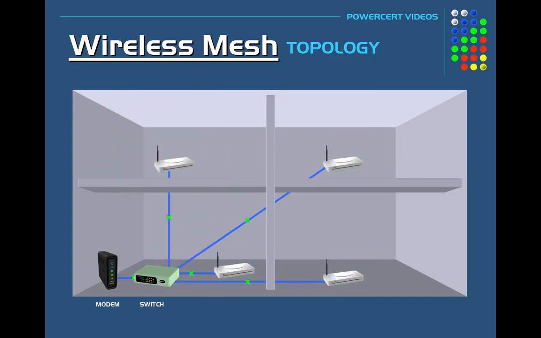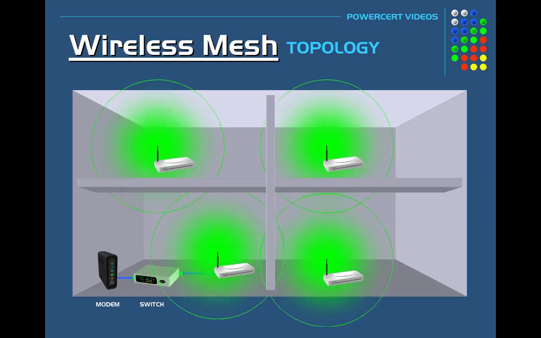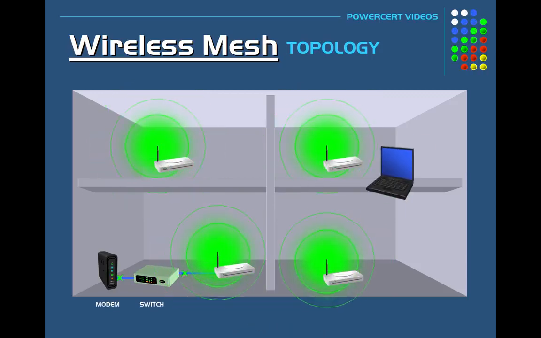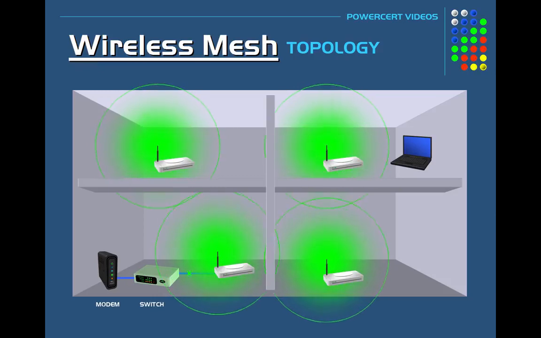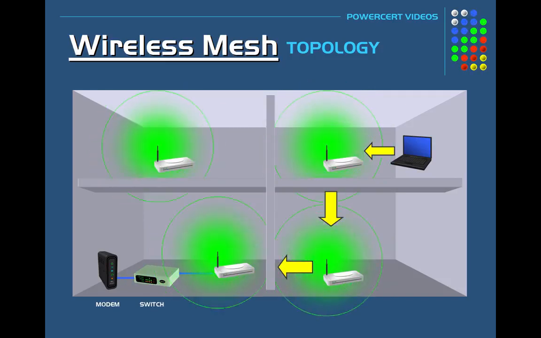Now, a wireless mesh topology would be similar to this setup, but without the need of these extra cables. In a wireless mesh, each wireless access point will talk to other wireless access points to create a seamless internet connection for wireless devices to connect to. So if this laptop over here wanted to access the internet, it would connect to the nearest wireless access point, and then this access point would relay the connection to the next access point, and then to the next one, and then eventually find its way back to the modem.